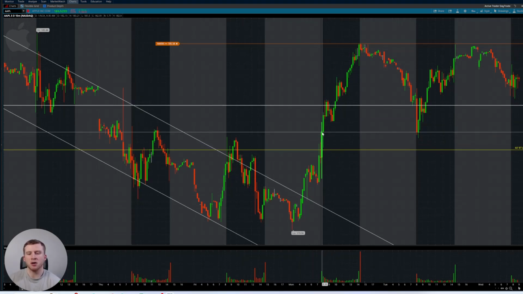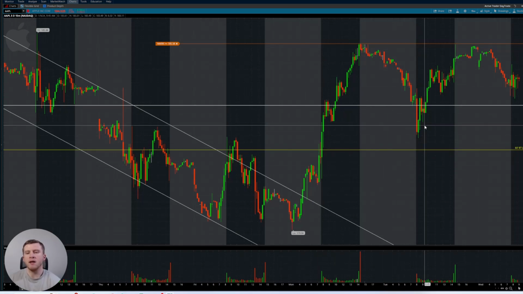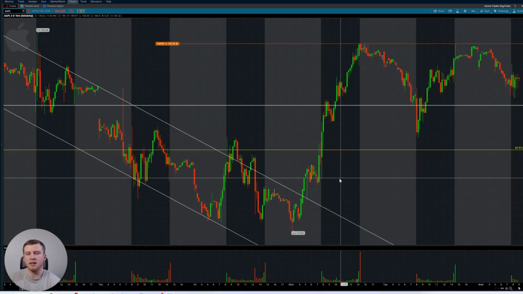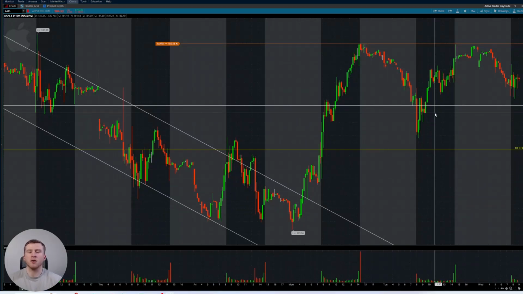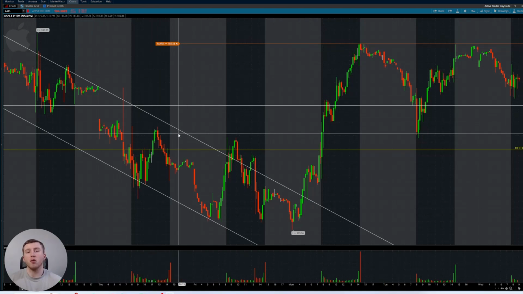We broke that structure right here on Monday, and then you can see a nice rally. This high is higher than this one, and now we're in a short-term uptrend. So we'd be looking for calls to the upside, whereas in a lower high structure here, we would be looking to the downside. This not only applies to stocks, you could also apply this to the market.